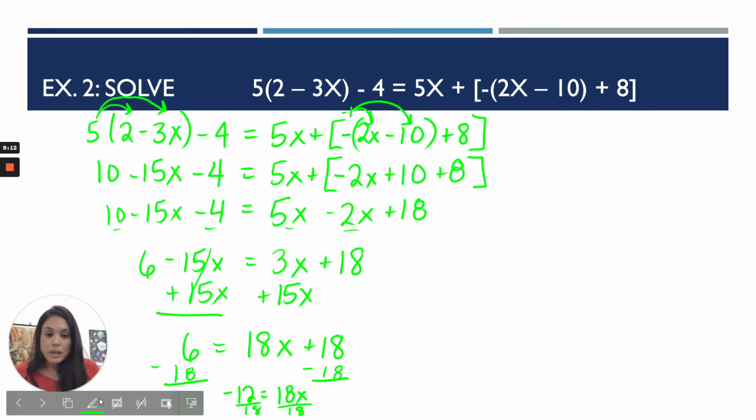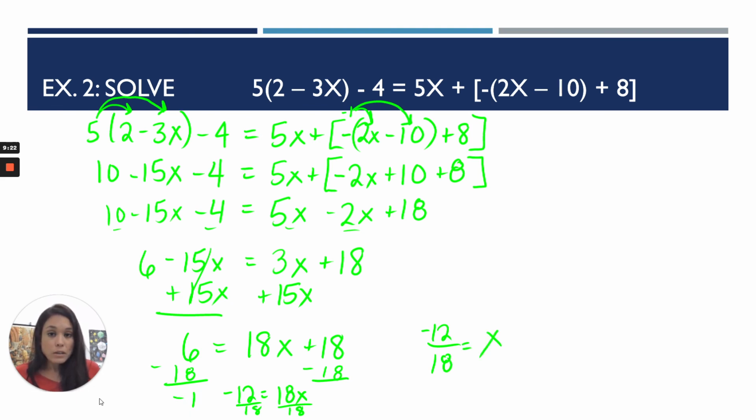I'm just going to rewrite it here. So this is negative 12 divided by 18 equals x. Okay, and that's as far as I can go, but I do need to simplify. So a common factor would be 6, and 6 goes into 12 2 times, 6 goes into 18 3 times. So x equals negative 2/3.